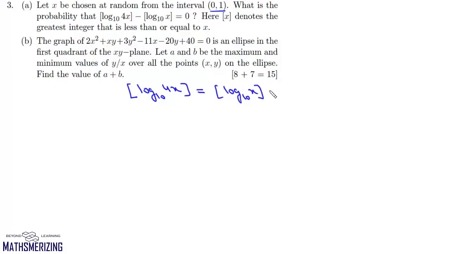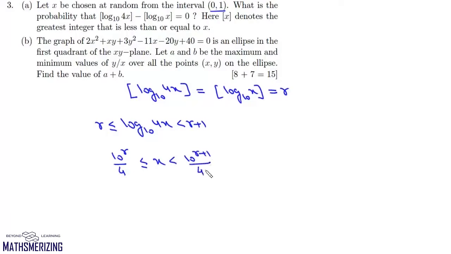Now they're equal, and suppose they're equal to some number, say r. Now when the greatest integer function of x is equal to r, then x lies between r and r plus 1. So for this first part we can write this log 4x to the base 10 will lie between r and r plus 1. Now if we take anti-log, we can write 10 to the power r divided by 4 will be less than or equal to x, and it will be less than 10 to the power r plus 1 divided by 4. And the same way we can write it for the second part.